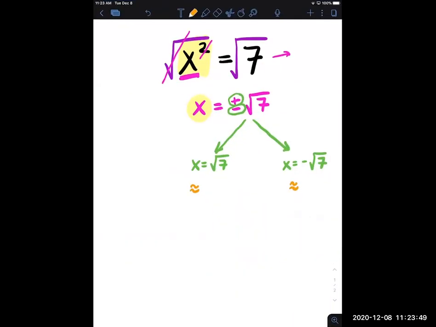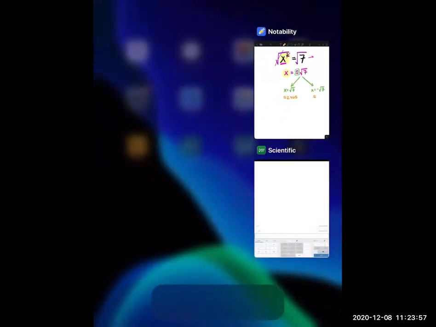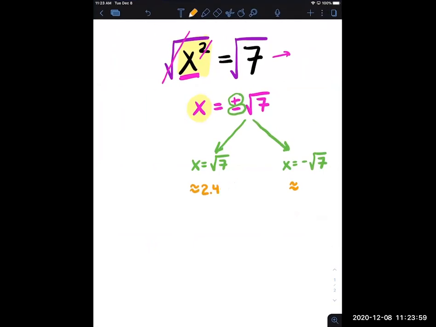So I have 2.645 for the positive one. And for the negative one, I have negative 2.645. So these are my 2 decimal approximations.